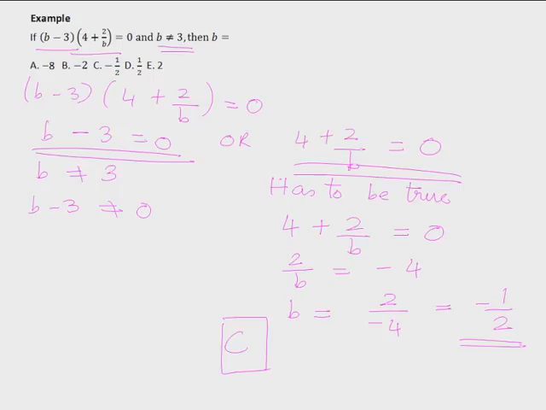So this is a nice question. They give me a factorization and they've ruled out one factor. They've ruled out that b can be 3. So they've ruled out that b minus 3 can be 0. So it forces the other factor to be 0. And that gets me a value of b.